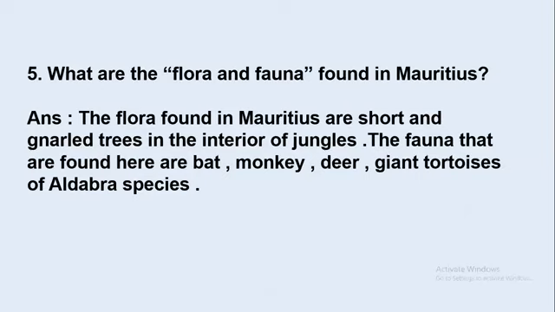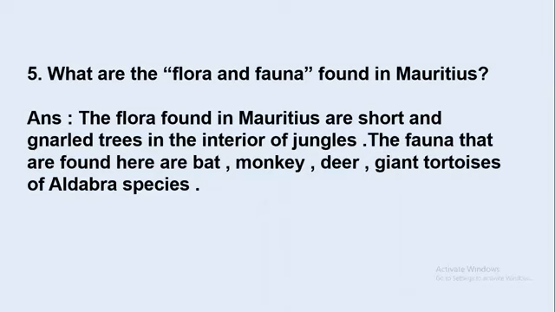As mentioned in the chapter, we come to know that the flora found in Mauritius are short and gnarled trees in the interior of jungles. So here we get to know that we find very short, small and gnarled trees. Gnarled means twisted. It's not in straight form. Short and twisted trees are found in the interior of jungles, inside, in the depth of the jungles. So these are the flora species which we find here in Mauritius, the plant life.